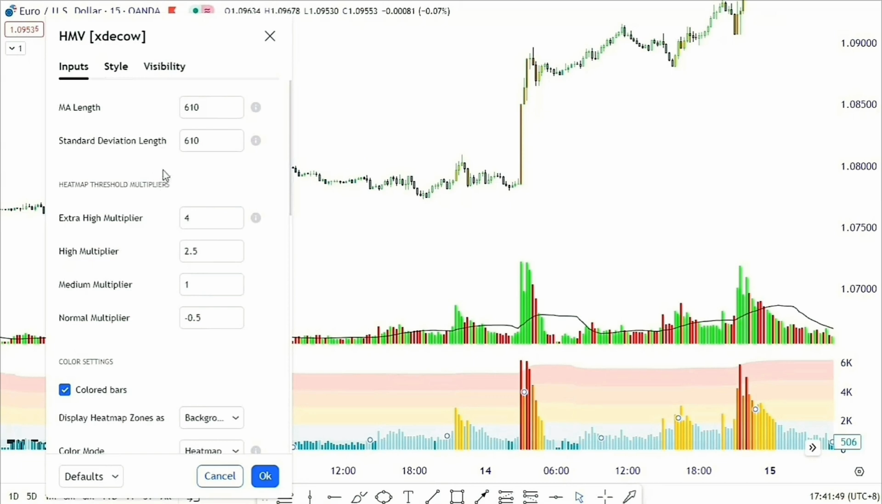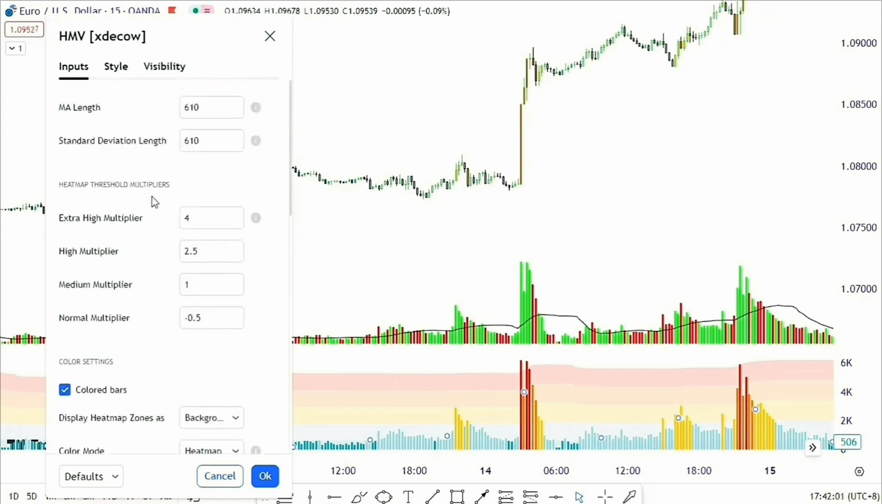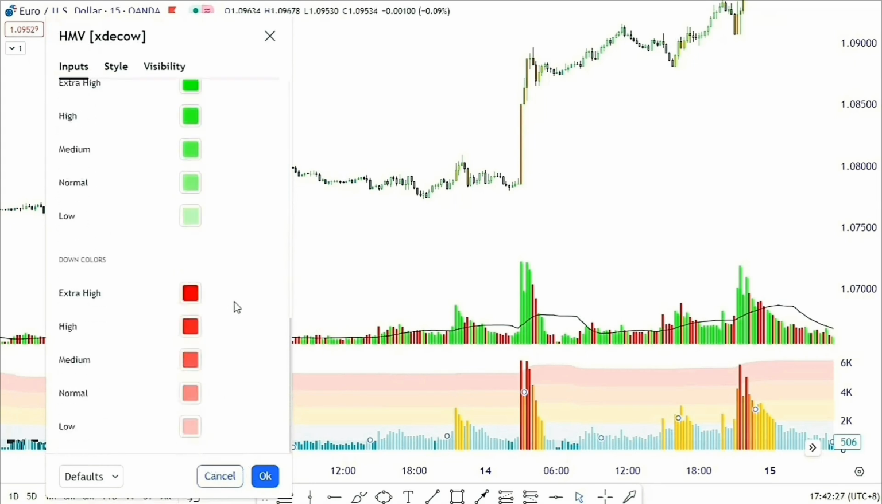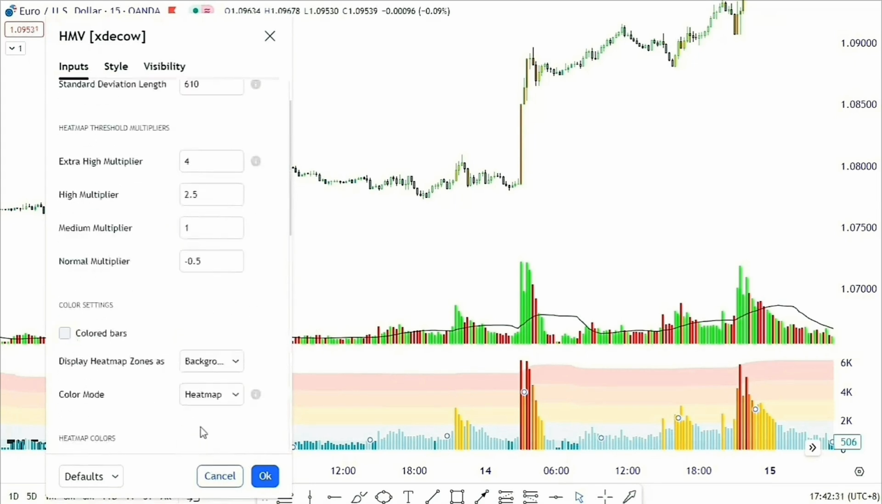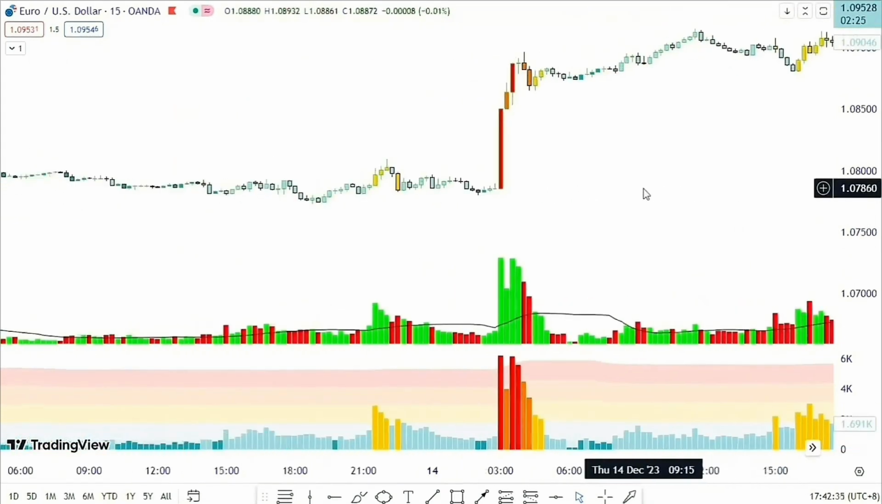In the indicator settings, you'll find the multiplier for standard deviations like 4, 2.5, 1, and even a minimum of 0.5. Each color signifies a special level of volume. Red for extra high, orange for high, yellow for medium, light blue for normal, and dark blue for low. Turning off the colored bars lets you analyze candles without distraction.